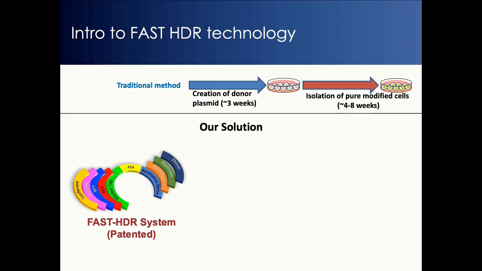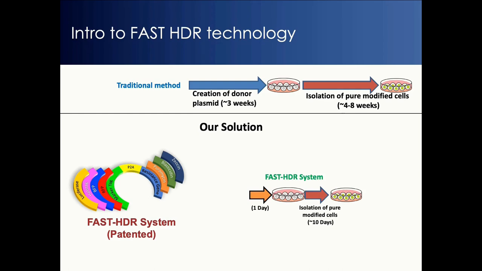Also, the vector contains modules for the tags that are going to be included into the genes of interest, which are easily replaceable. And we also include antibiotic selection genes that can only be expressed if the genetic insertion occurs at the desired genomic region. So what this translates into is that now we can assemble these vectors in only one day.